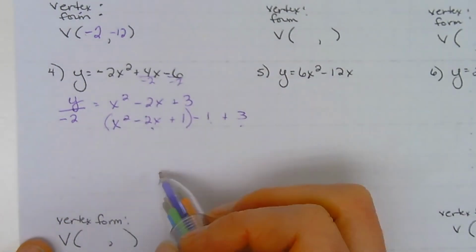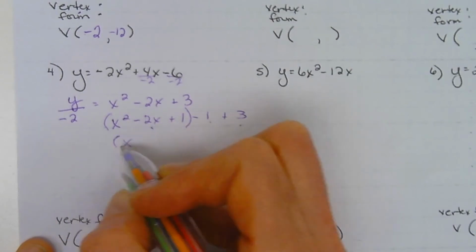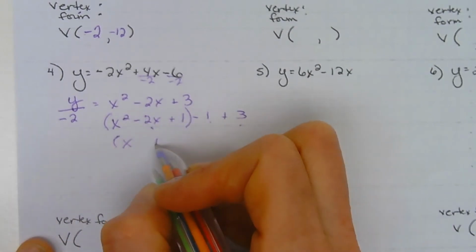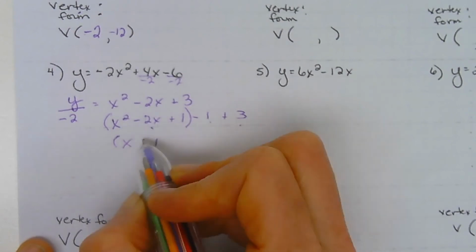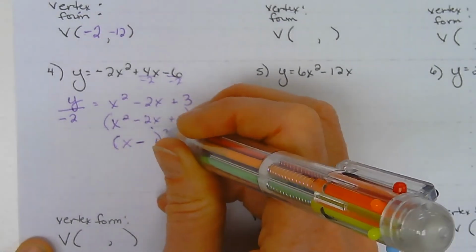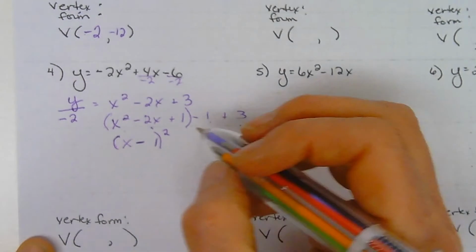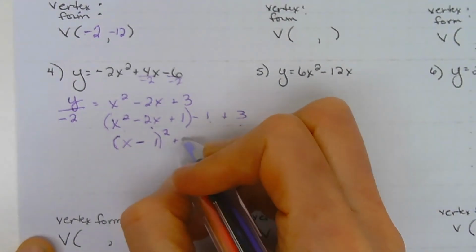Factor the first perfect square trinomial. Square root of x squared is x. Square root of 1 is 1. And we have a minus and a plus, so we have to put a minus inside the factor and square it. Now the perfect square trinomial has been factored. And on the outside we have minus 1 plus 3 is plus 2.